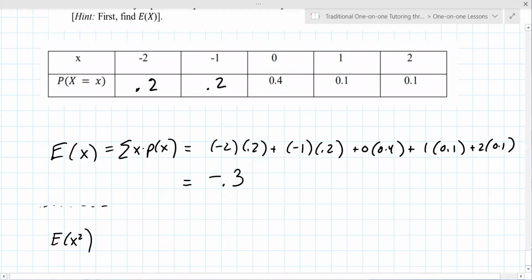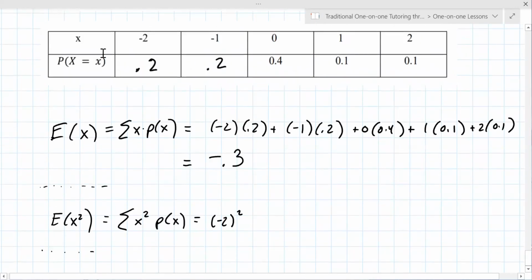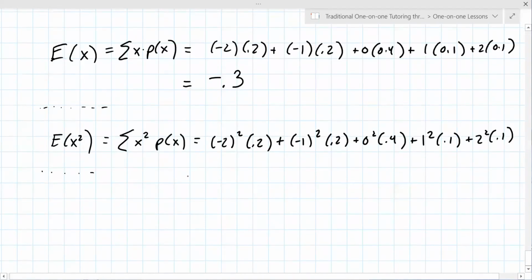All right, so now, as I mentioned above, you have to do this intermediate step of the expected value of X squared. It's really not any more difficult than this, but you have to square that first number. You're squaring the values in the X row. So that's -2 squared times 0.2 plus -1 squared times 0.2 plus 0 squared times 0.4 plus 1 squared times 0.1 plus 2 squared times 0.1. Once we get these two values, you can pretty quickly get the variance and standard deviation.